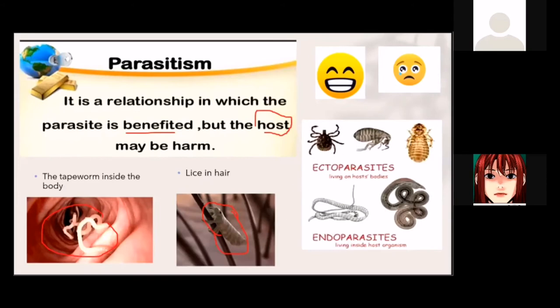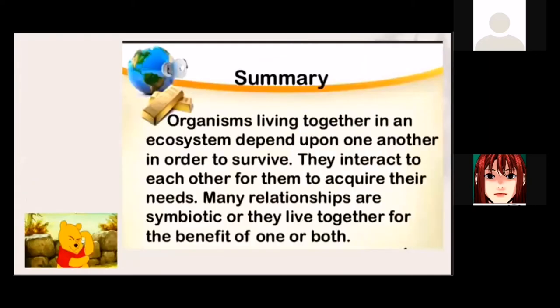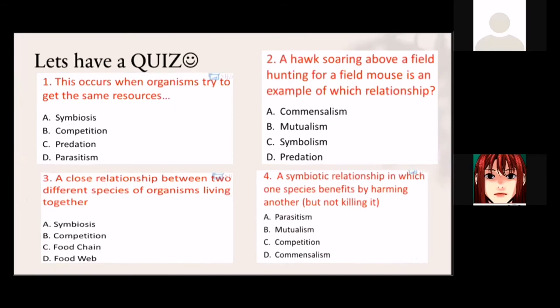All right, so these are the three types of symbiotic relationship. Again, commensalism, mutualism, and parasitism, right? Three types of symbiotic relationship. So, let us answer this one first before we go with the quiz.